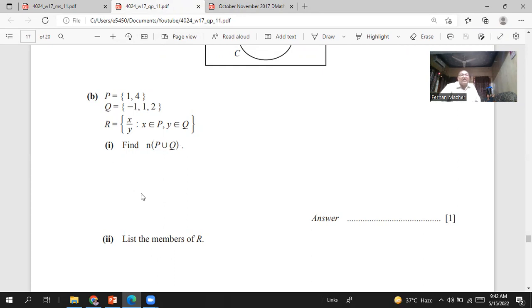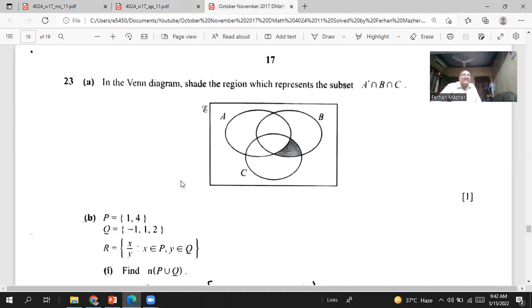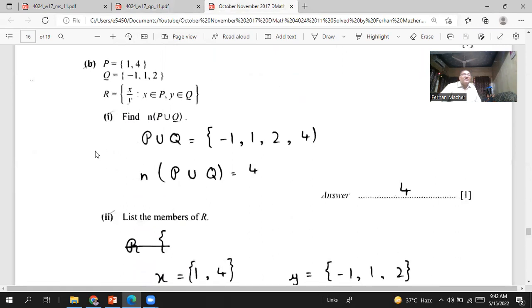So first of all, I will have to write P and Q. Okay, sorry, P and Q are already written there. So we have to union them and then tell how many members are there. So let me show you. P union Q will be minus 1, 1, 2, 4. And if you count how many members are there, there are 1, 2, 3, 4, 4 members. So we will write 4 here.